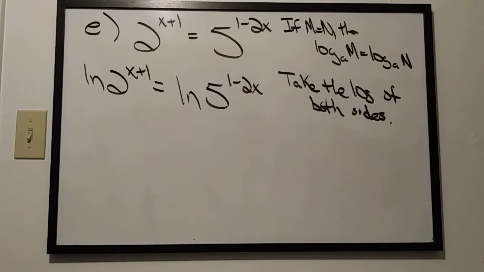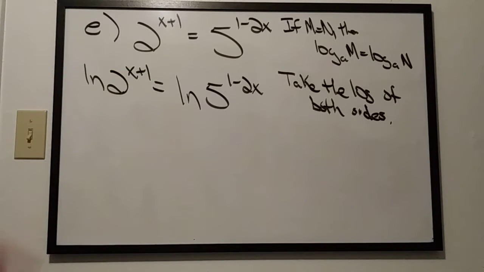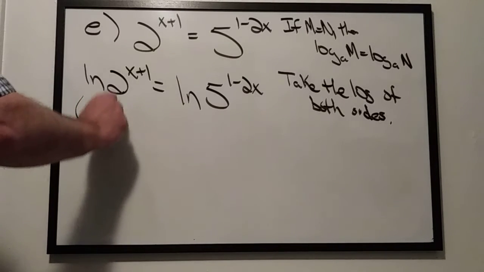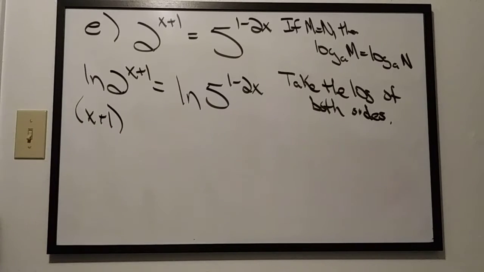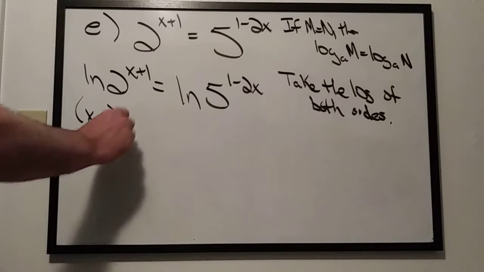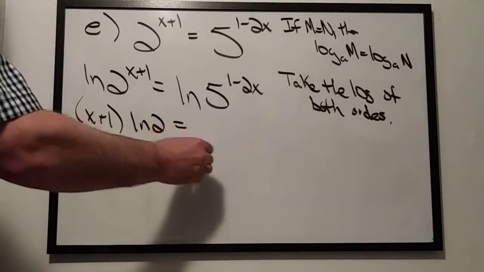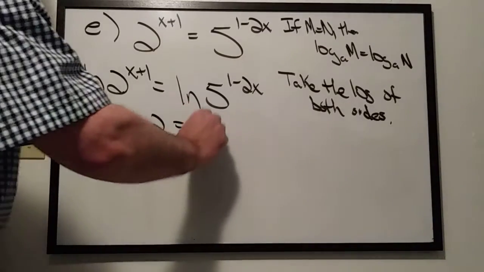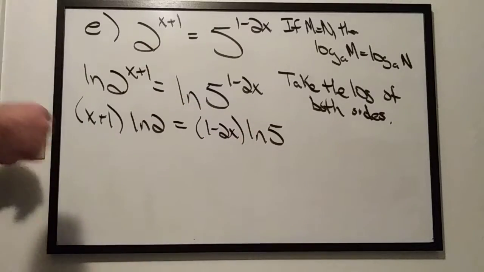Now when I do that, I have to be a little bit careful, because I want to take this entire exponent, x plus 1, and multiply that times natural log of 2. The only way that I can take that entire exponent of x plus 1 and multiply it times natural log of 2 is to make sure that I have the parentheses around that x plus 1. So x plus 1 in parentheses, and then we have the natural log of 2. On the right-hand side, we can do the same thing. I can bring this power of 1 minus 2x down in front. So we have 1 minus 2x times the natural log of 5.